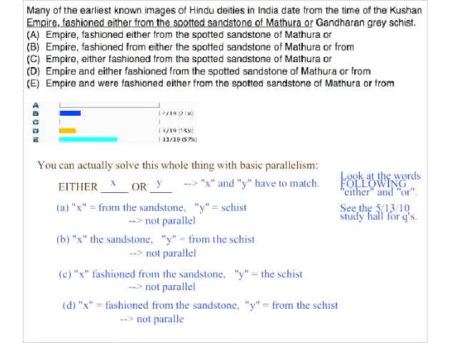But in E, the words following "either" are from the sandstone, and the words following "or" are from the schist. That's parallel. So you're done. And we're going to talk about the "and" issue, but all you need here is parallelism and you are good. So now let's talk about the issue of "and" or not "and." Let's do that.